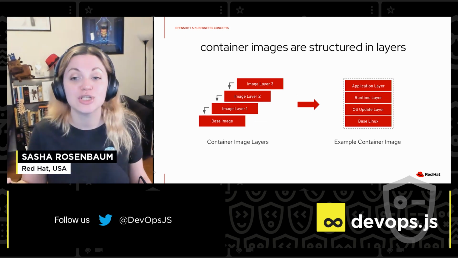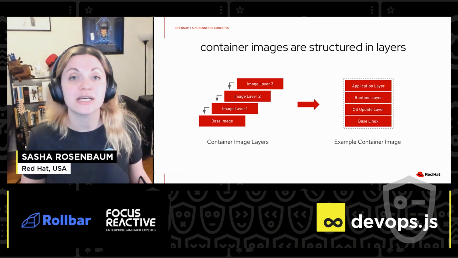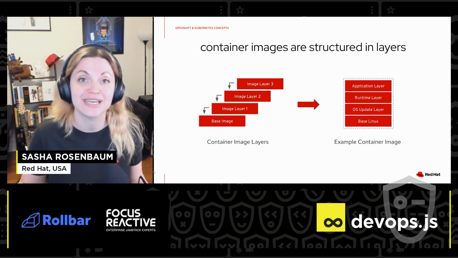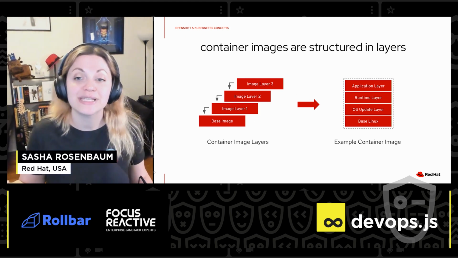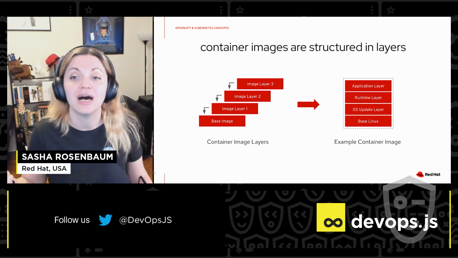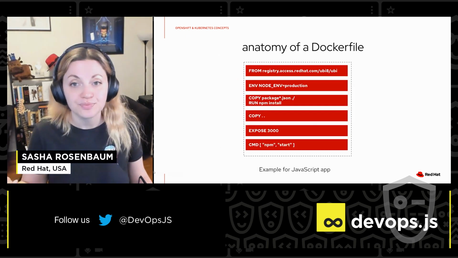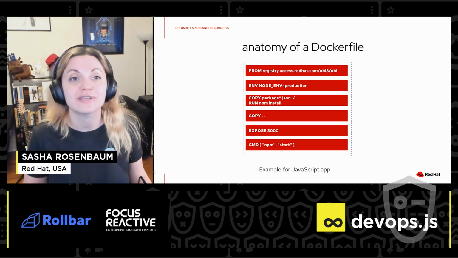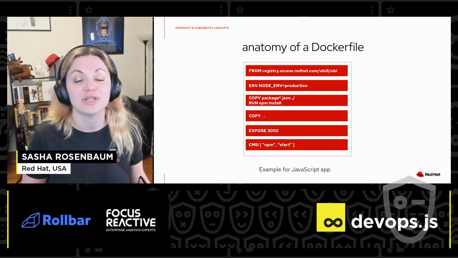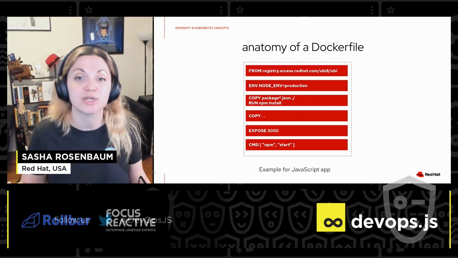So a container image has different layers. You start with a base Linux. It's typically Linux. There are Windows containers out there, but there aren't many of them. And then you have the OS update layer with the things that you need. You then have a runtime layer for your language for your application. And then you have the actual application layer. So basically, the anatomy of a Docker file for a JavaScript application is similar to this. You pull in an image from a registry. There's typically a registry where images live.